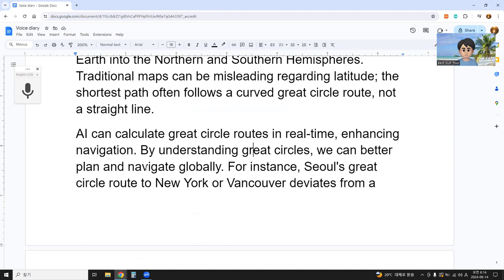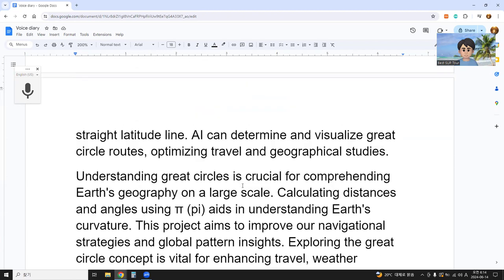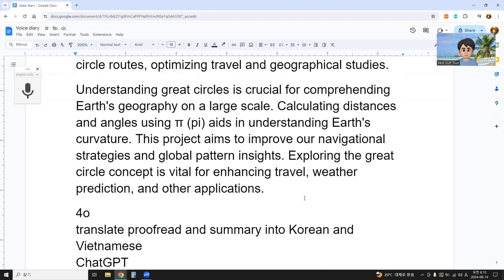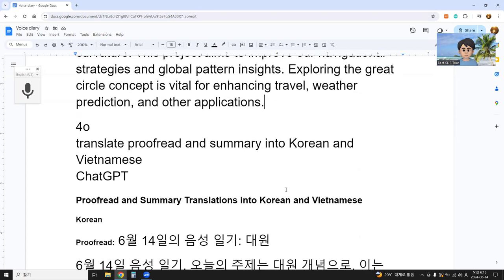By understanding the great circle, we can better plan navigation globally. For instance, the great circle route to New York or Vancouver deviates from the straight line, and AI can determine and visualize the great circle routes, optimizing travel and geographical strategy. Understanding the great circle is crucial for comprehending geography on a large scale, calculating distance and angles, and understanding curvature. This project aimed to improve our navigational strategy and global pattern insight. Exploring the great circle concept is vital for efficient travel, weather prediction, and other applications.